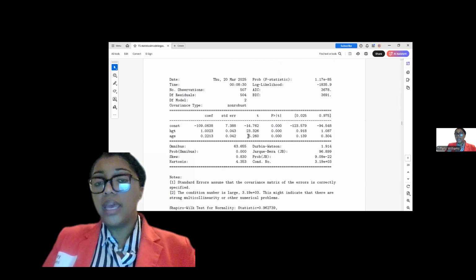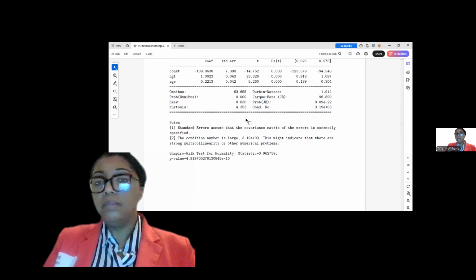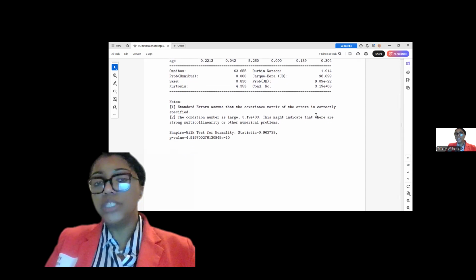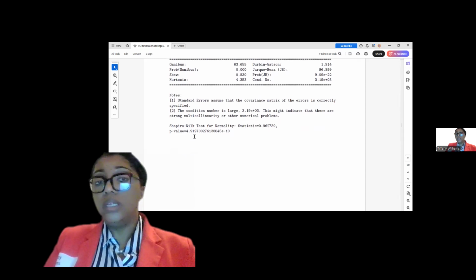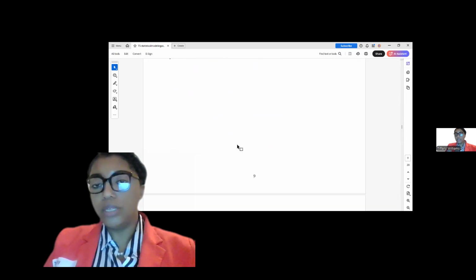So again, looking at the same Durbin-Watson autocorrelation, it is closer to 2, so that means there's less autocorrelation than before. This condition number is still greater than 30, so that means there is still multicollinearity in the multiple regression. Shapiro-Wilk's test shows that the p-value is less than 0.05, so the residuals are not normally distributed.